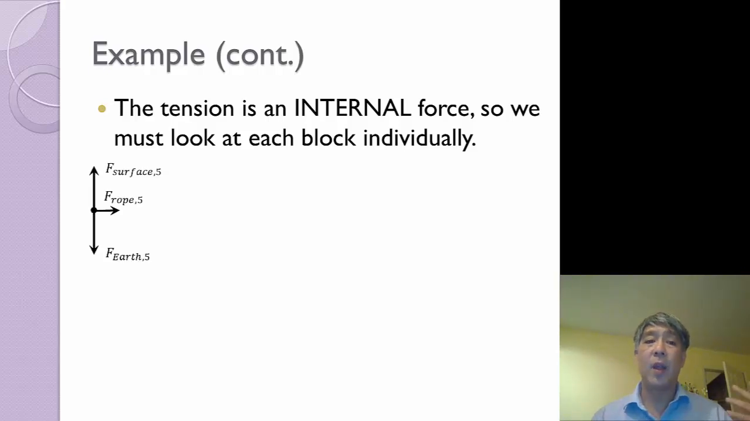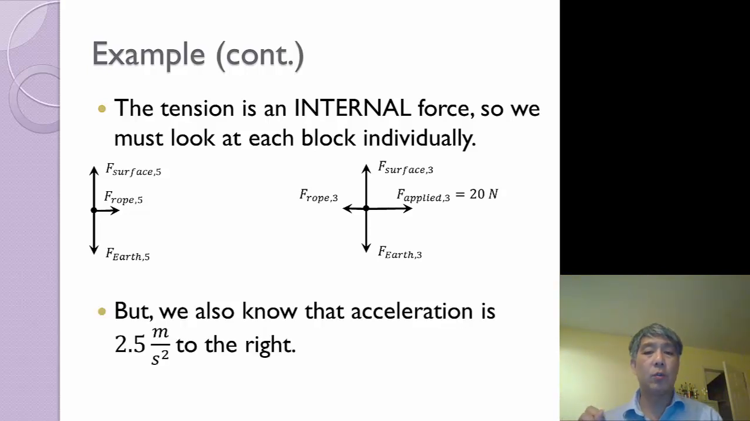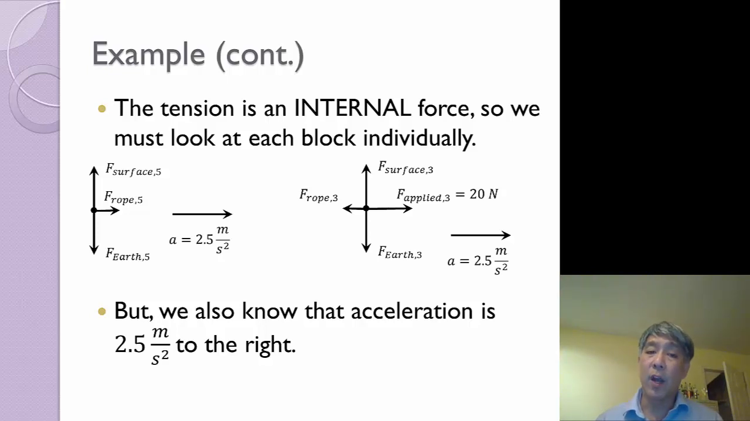It was 2.5. So if I draw the free body diagram for the 5 kilogram block, or the free body diagram for the 3 kilogram block, I end up with this, but I also know my acceleration is 2.5 meters per second squared to the right. So on both diagrams, I get that extra piece of information which I didn't have before.